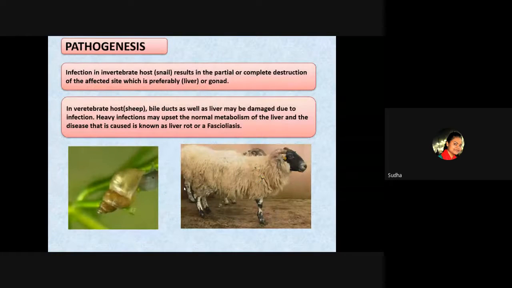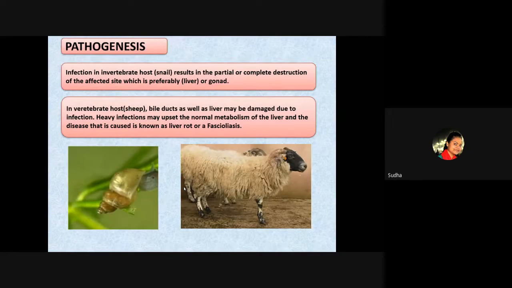Let us talk about the pathogenesis. Invertebrate host is the snail, vertebrate host is the sheep. The infection in the invertebrate host, the snail, results in the partial or complete destruction of the affected site, which is preferably the liver or gonad. So in the snail it affects the liver or the gonad. And in the vertebrate host, the sheep, the bile ducts as well as the liver may be damaged due to infection.